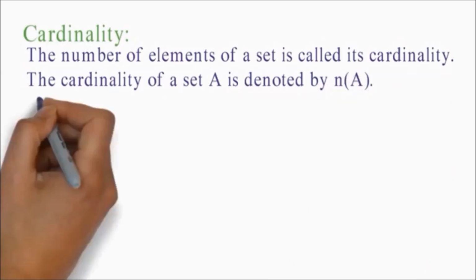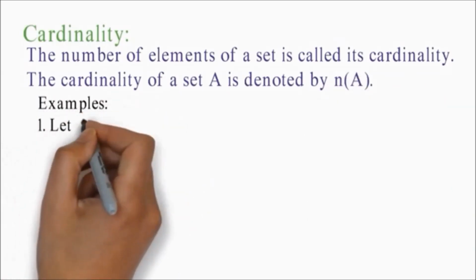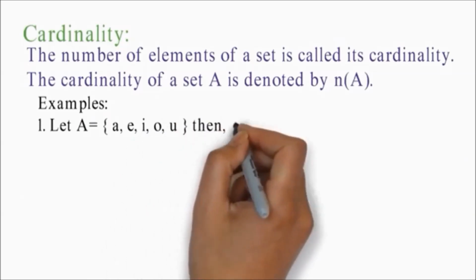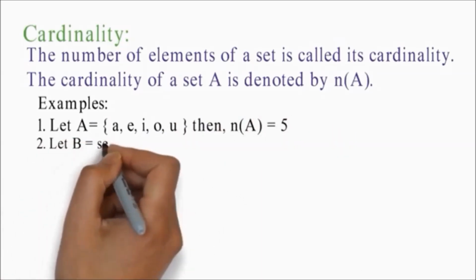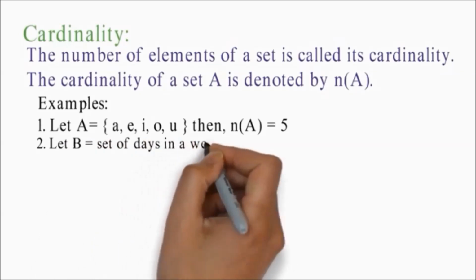Let A equal {a, e, i, o, u}. Then n(A) equals 5. And if B equals the set of days of a week, then n(B) equals 7.